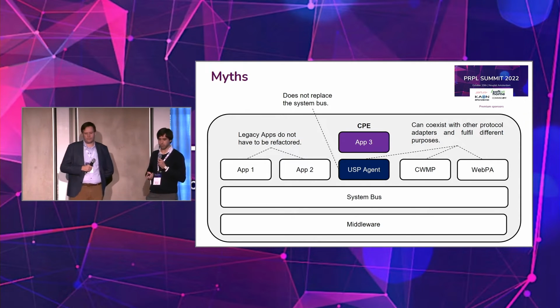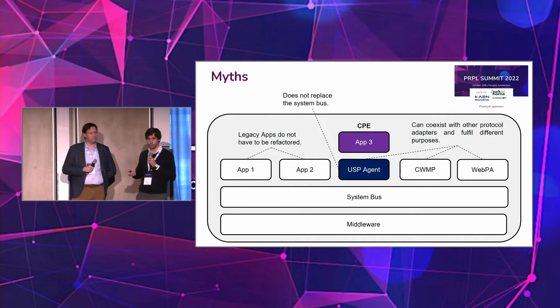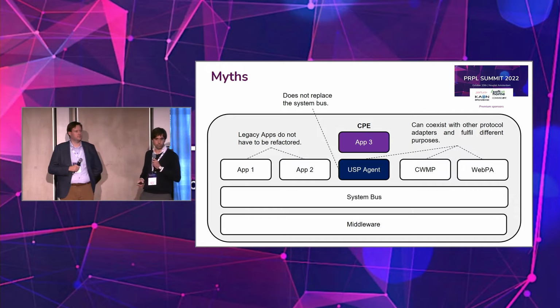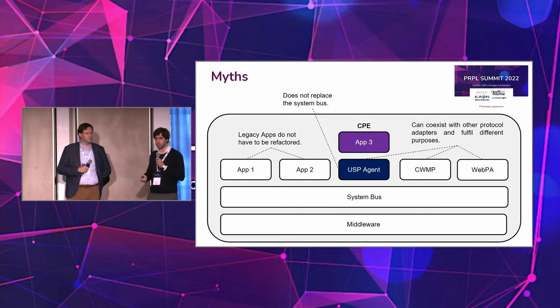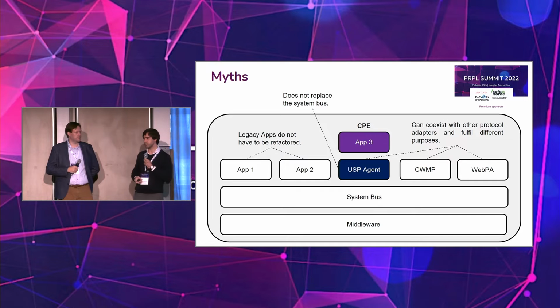One of the questions that we get is, I don't want to replace my system bus with USP. No, nobody is going to replace your system bus. It's going to remain there. RDK will continue to have its bus. prpl is going to keep using its bus. If you use something different, and I know that some of the companies have even other system buses, that is not going to go away. That's not going to change. And your applications, your services also do not have to be refactored. They can still be there.